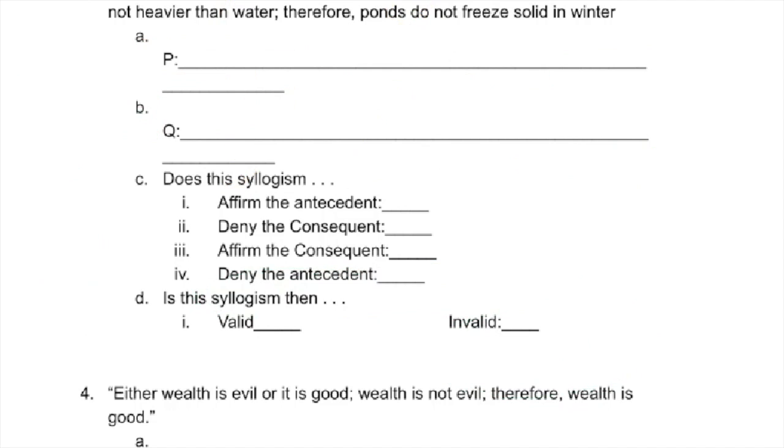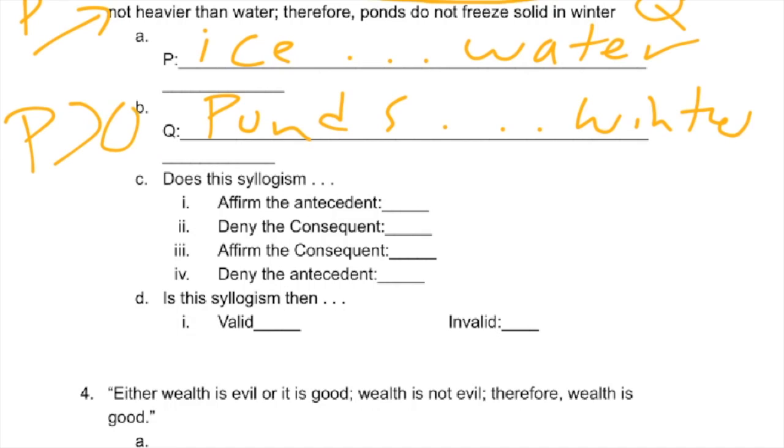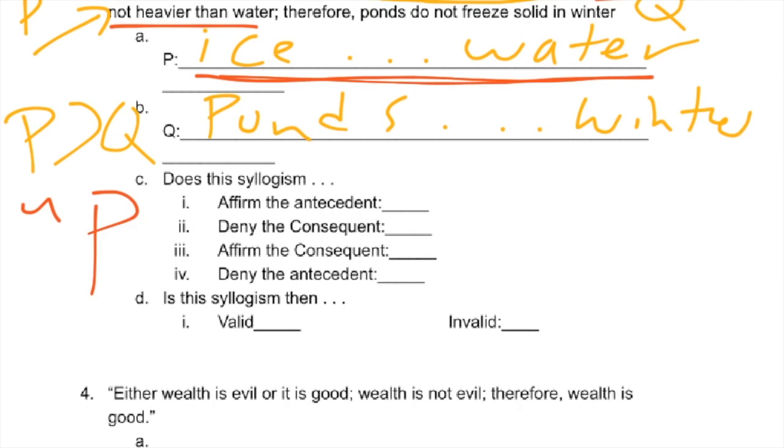All right? If ice were heavier than water, ponds would freeze solid in winter. Our antecedent is here: if ice were heavier than water, and our consequent is the proposition that follows, ponds would freeze solid in winter. So we'll label that as Q. So if P, then Q. The next premise in our hypothetical syllogism is stating that ice is not heavier than water. Remember that our antecedent is the proposition ice is heavier than water. So we're negating P here.